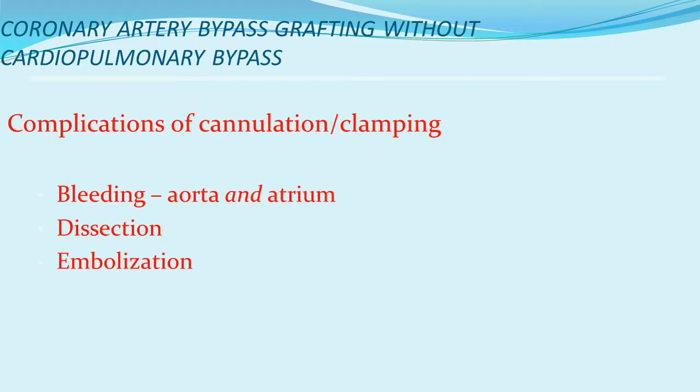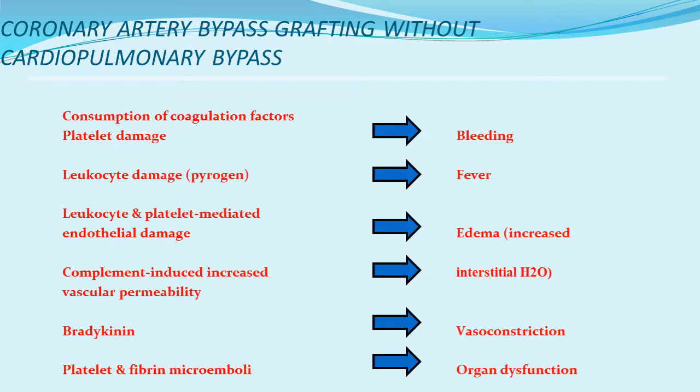So coronary artery bypass grafting without cardiopulmonary bypass: the complications of cannulation or clamping include bleeding, dissection, and embolization. Consumption of coagulation factors and platelet damage lead to bleeding, leukocyte damage leads to fever, leukocyte and platelet mediated endothelial damage leads to edema, and complement induces increased vascular permeability, leading to interstitial edema.